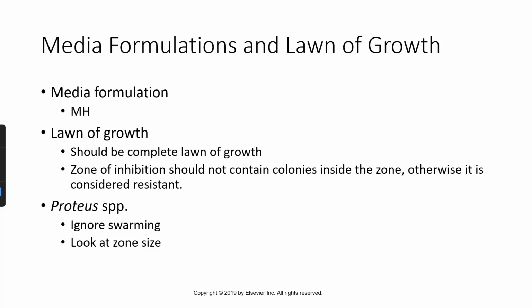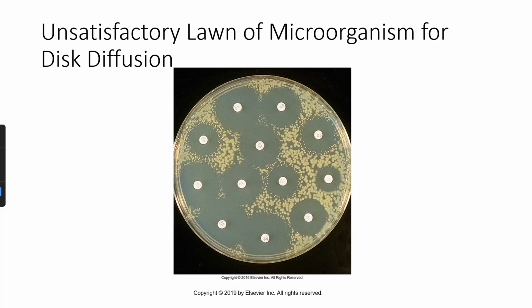So for media formulation, you want to use Mueller-Hinton agar. The lawn of growth should be completed. You want to have complete growth throughout the entire plate. With Proteus species, you want to ignore the swarming and look at the zone size. So this is not acceptable. Seeing individual colonies like this would not be an acceptable plate to read. We would request a repeat of the test.